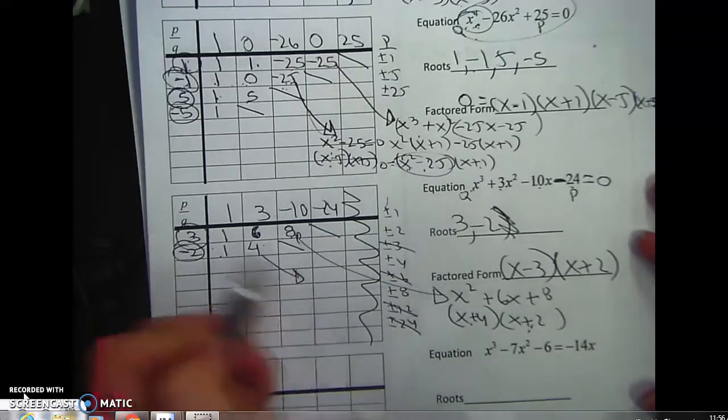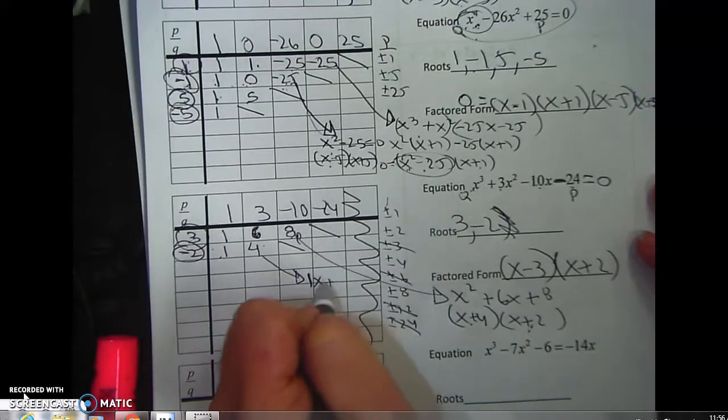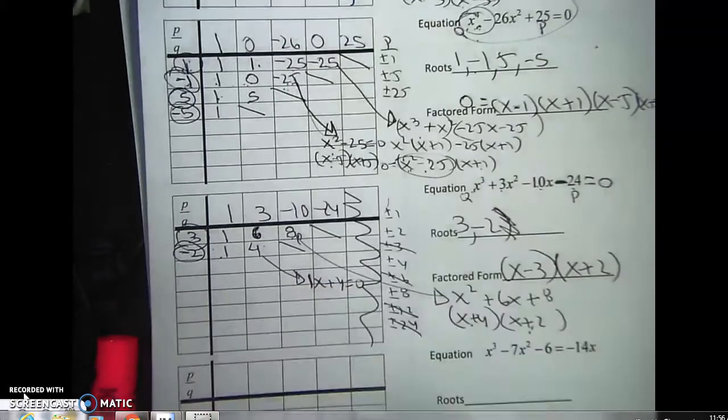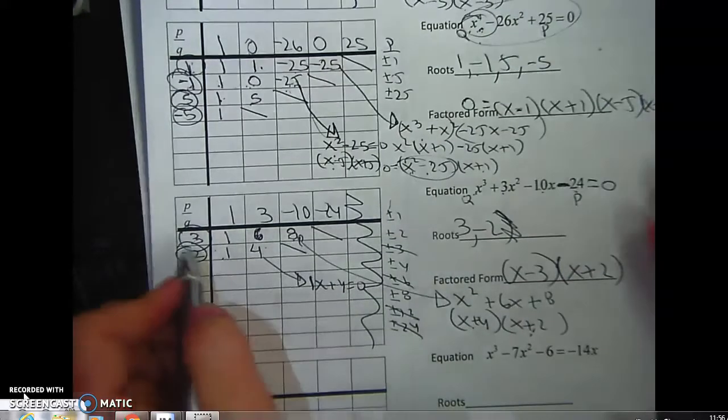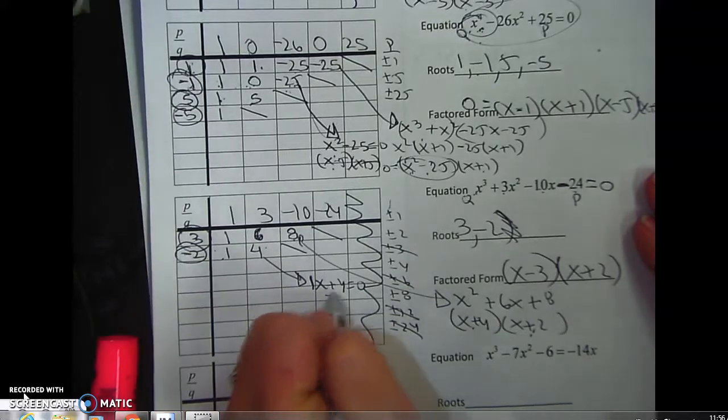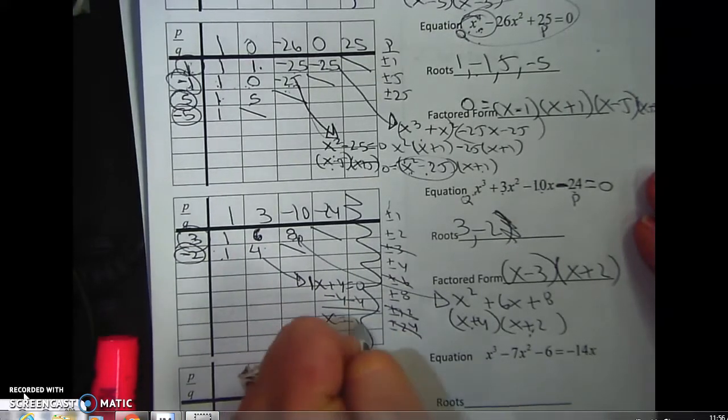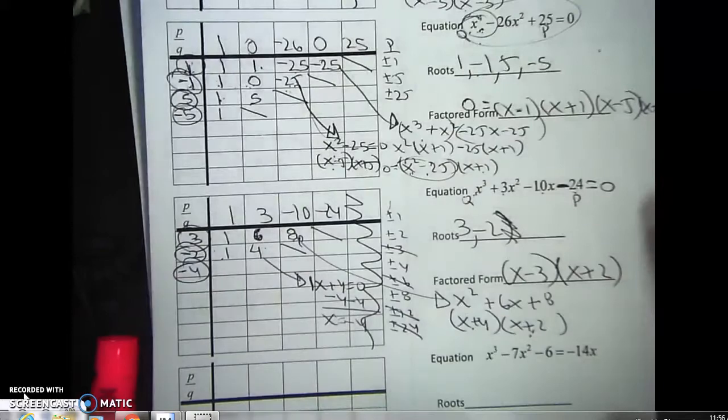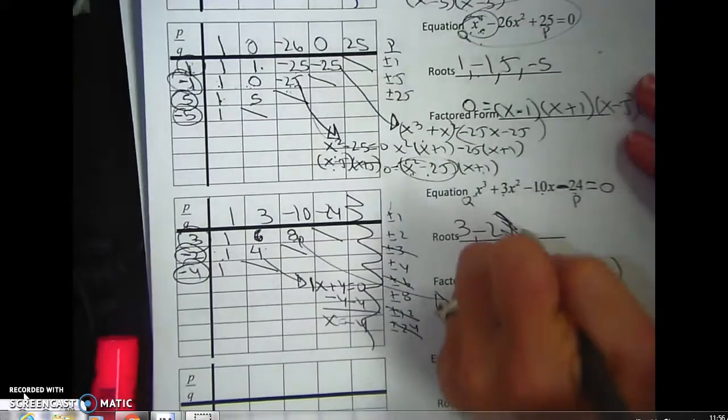At this point, I could rewrite this as x, 1x plus 4. Set that equal to 0, minus 4 minus 4, x equals negative 4. If I didn't know that, so let me show the work. I could just hope negative 4 works, and I know it does. Boom. I got all the zeros.